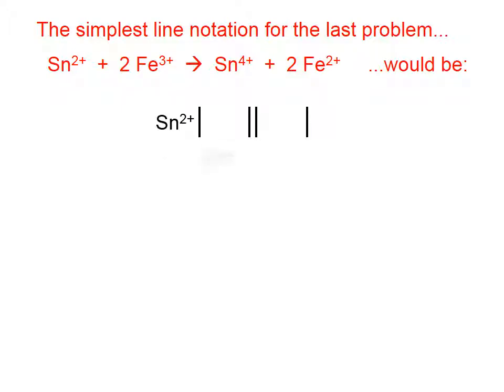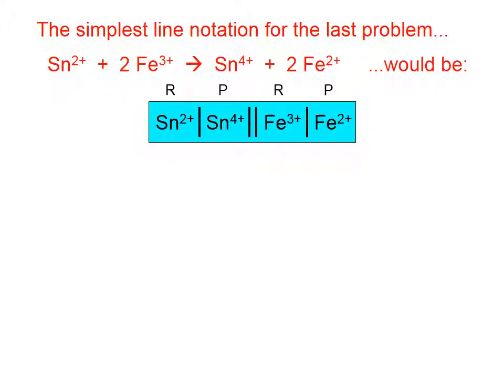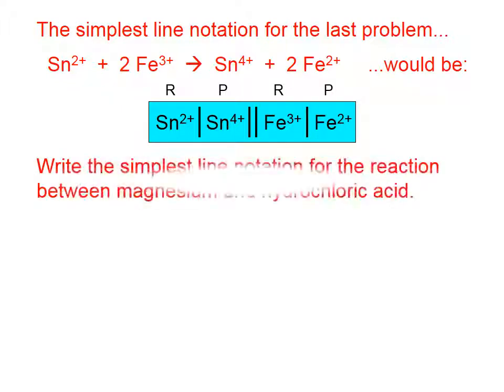That's what's oxidized, that's what it turns into, that's the formula of the substance that is reduced, and that's what it turns into. Notice that we don't put coefficients in line notation, and while the oxidation is shown on the left and the reduction is shown on the right, line notation typically goes reactant, product, with the oxidation, as I said, taking place on the left and the reduction being shown on the right.